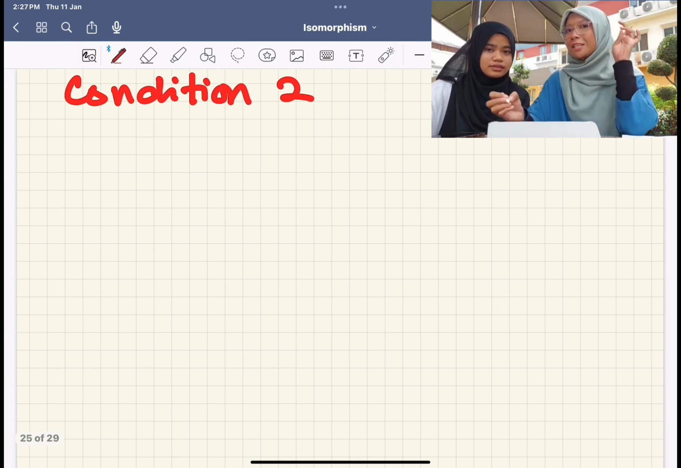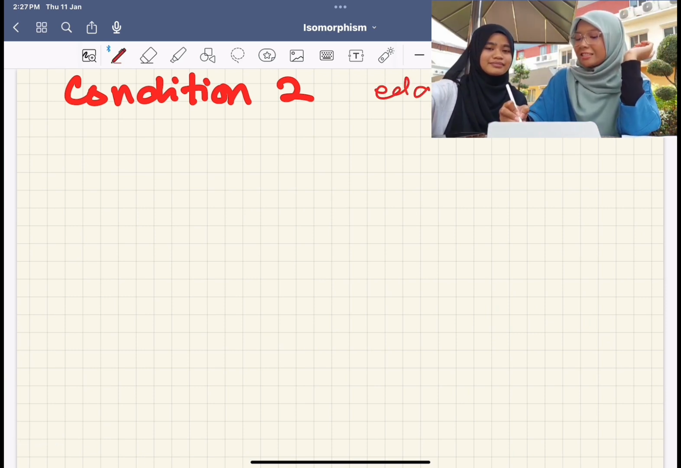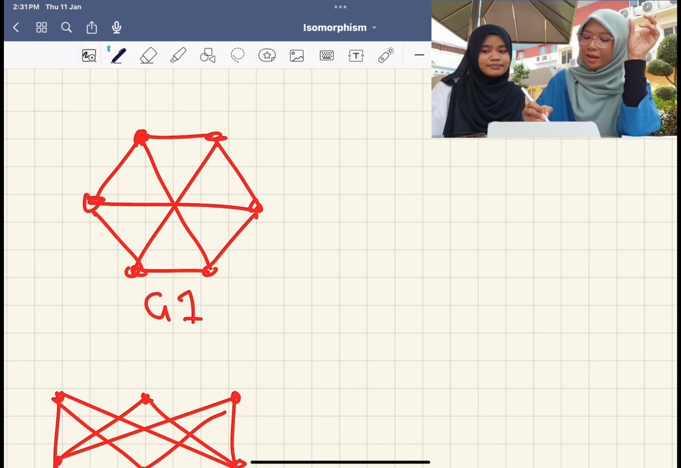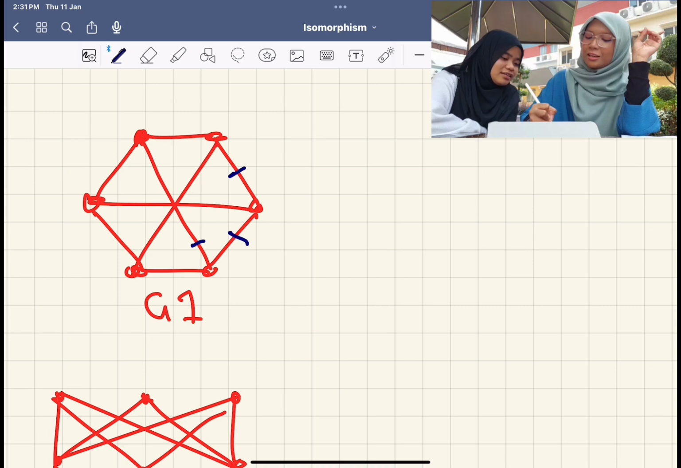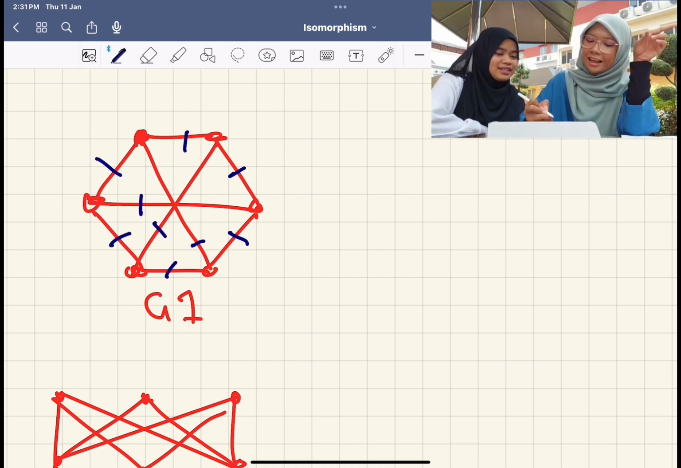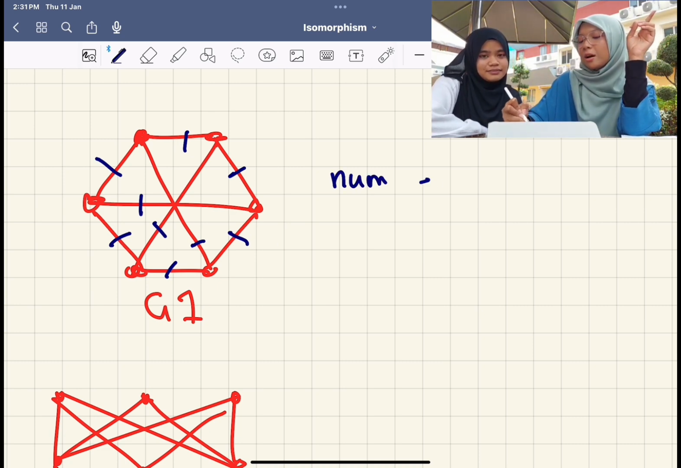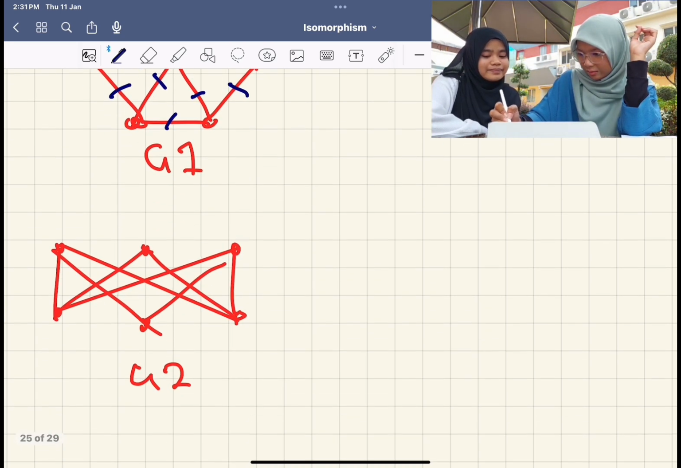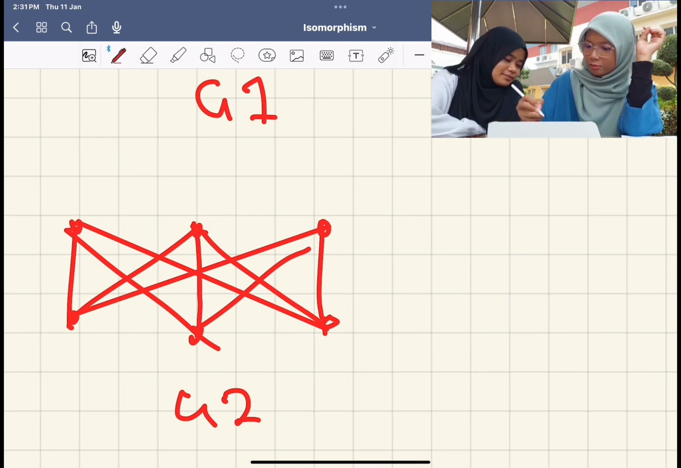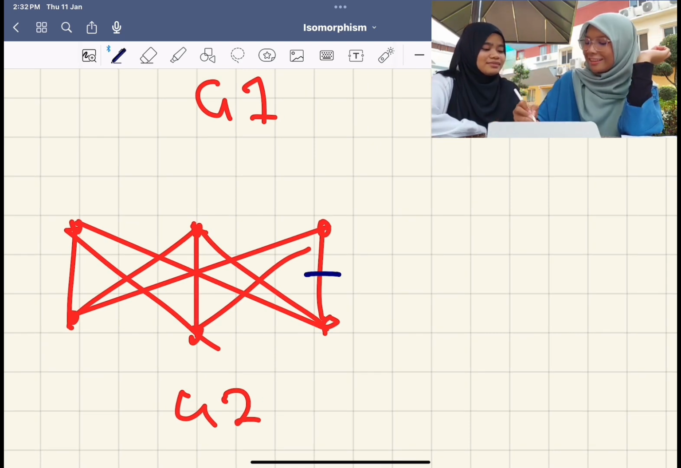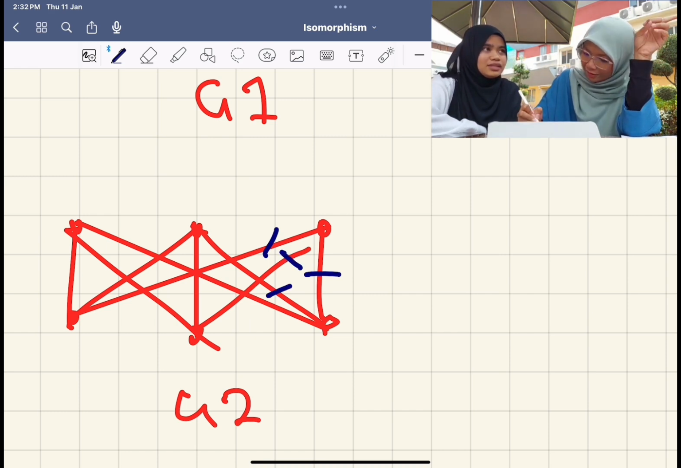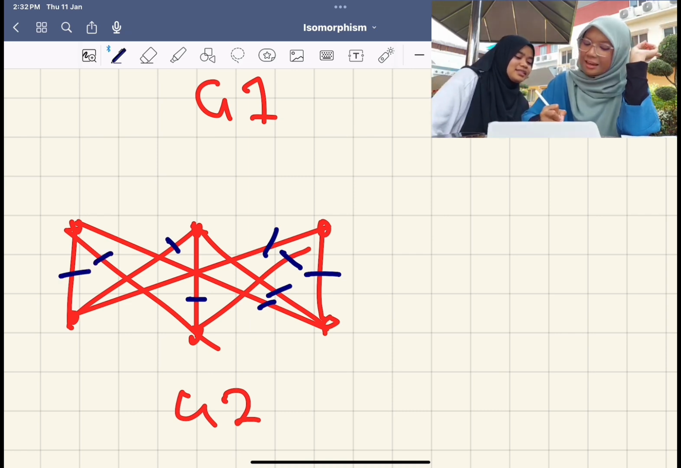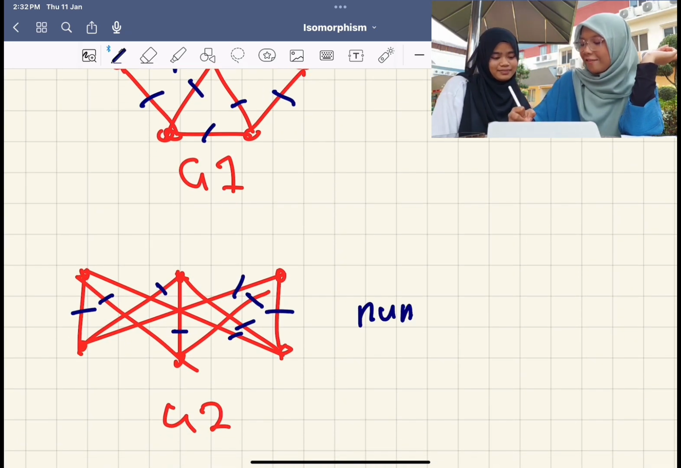So we go to condition 2, which is related to edges. For graph 1, we need to count together. 1, 2, 3, 4, 5, 6, 7, 8, 9. It has 9 edges. How about this one? We need to count together. 1, 2, 3, 4, 5, 6, 7, 8, 9. So graph 2 also has 9 edges.